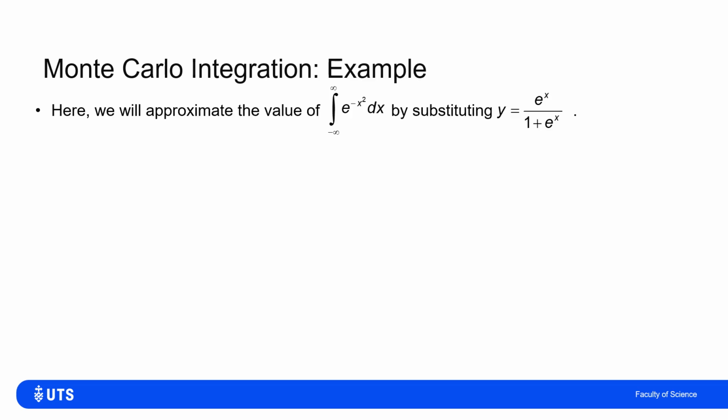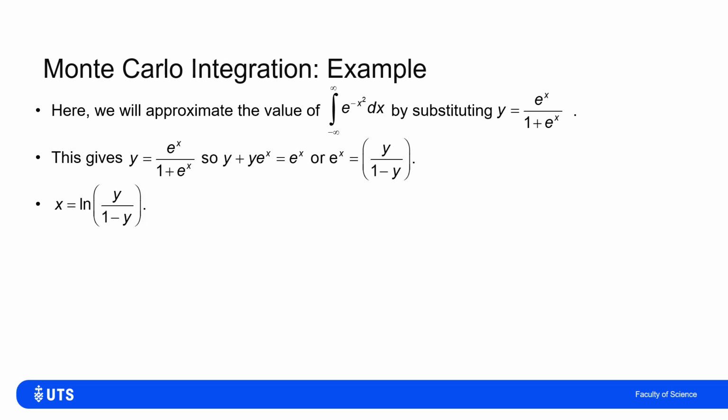So as an example here, I'm going to use the substitution y is e to the x over 1 plus e to the x to estimate the value of e to the minus x squared integrated over the full real line. So if I've got y of x, I don't want y of x, I want x of y. So if I invert that, then I would get e to the x is y over 1 minus y, or rather x is the natural logarithm of y over 1 minus y. If I want to differentiate that, dy by dx is just y multiplied by 1 minus y.